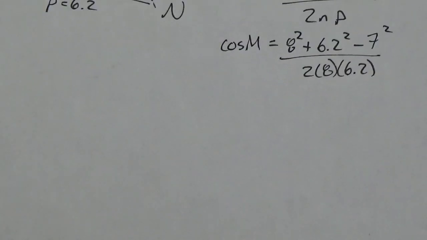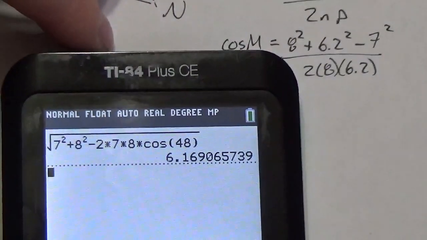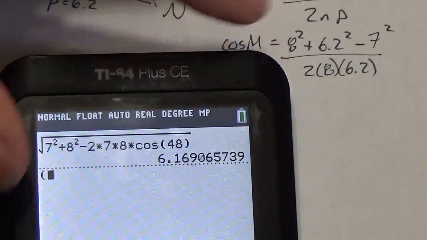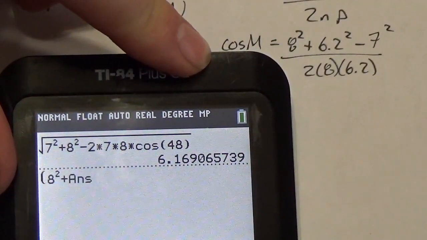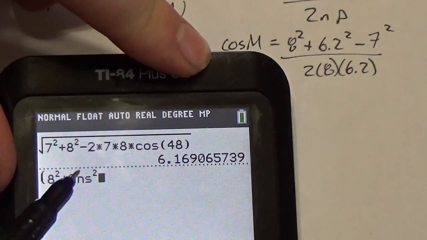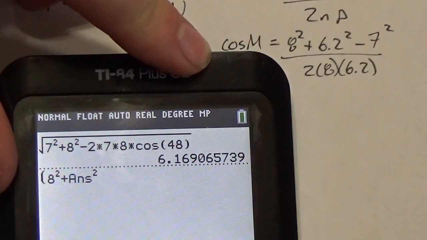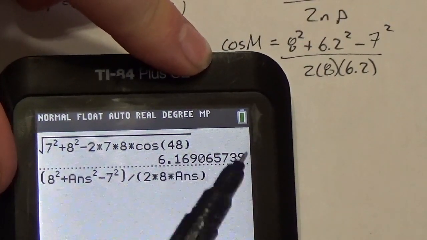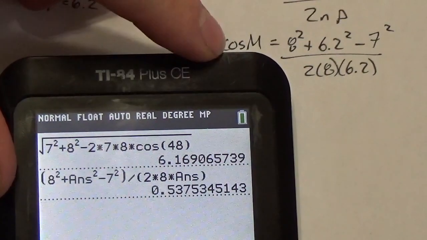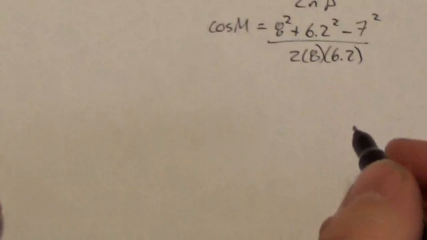So now I'm going to put that over to the side here. I'm going to pull out the calculator. And remember, we got to put parentheses around the numerator. So 8 squared plus answer squared. And I love the fact that the calculator will understand that. It will grab that number, put it there, and then square it. Minus 7 squared, close the brackets, divided by, open them again, 2 times 8 times, and again, I can put the answer there. And the calculator, again, will go back to that number that we just calculated. Press enter, and we get 0.5375 dot dot dot. Whoops, I'm pushing that right off the page there.